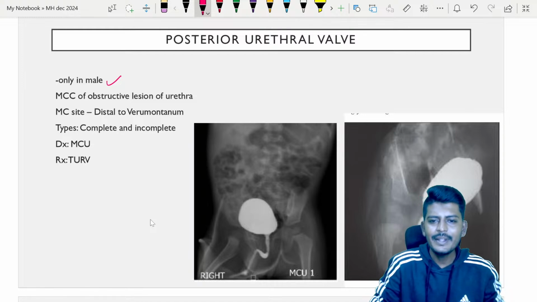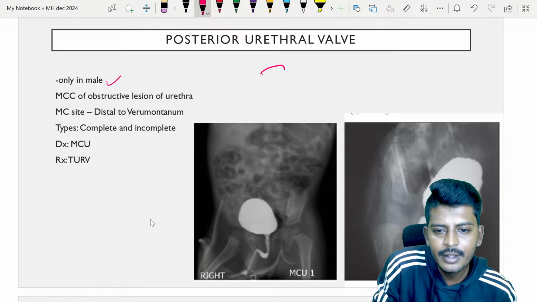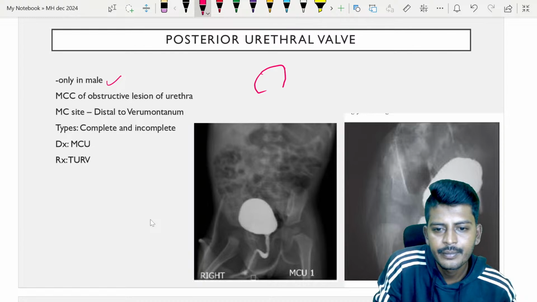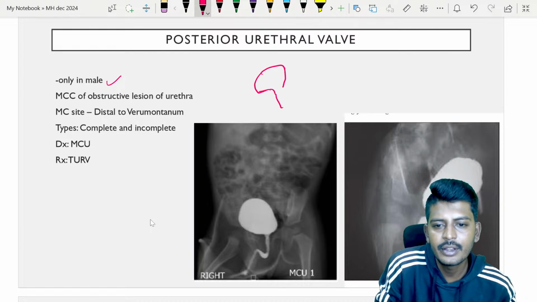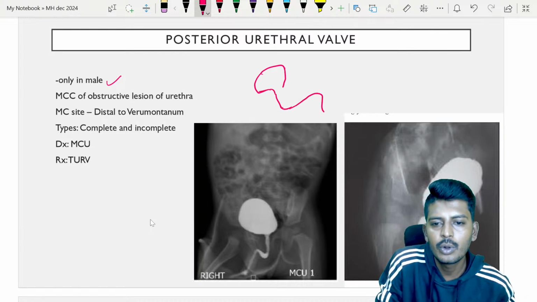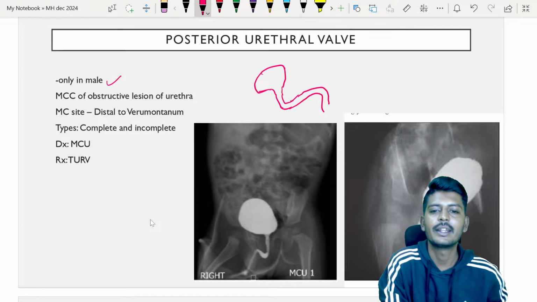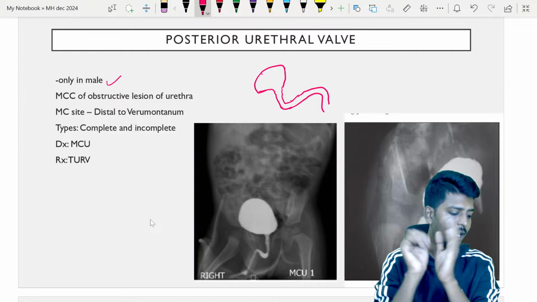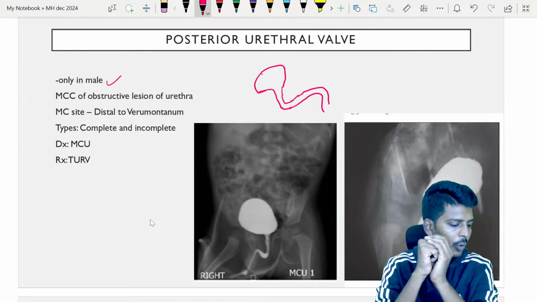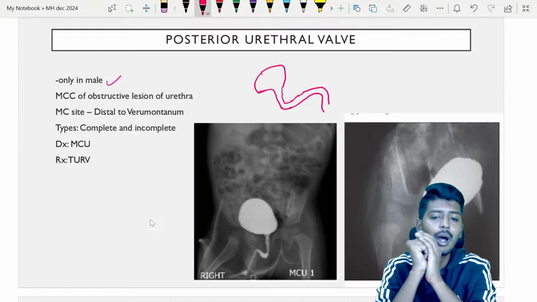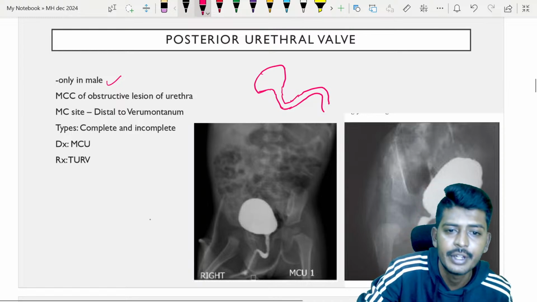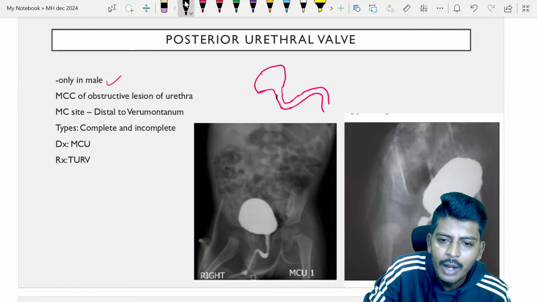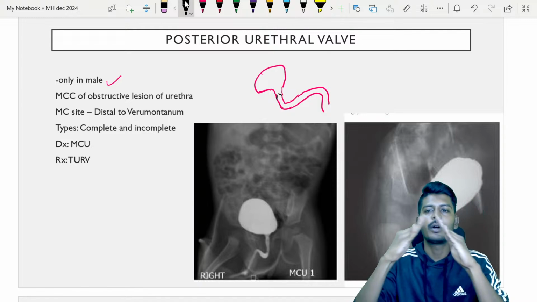So if you consider this is the bladder, from the bladder your urethra is coming, right? So it is more common or only in the male. So the urethra is coming like this. Now normally there is no valve in the urethra. So what happens here is that an abnormal valve formation will be there. So the valve will work like this.